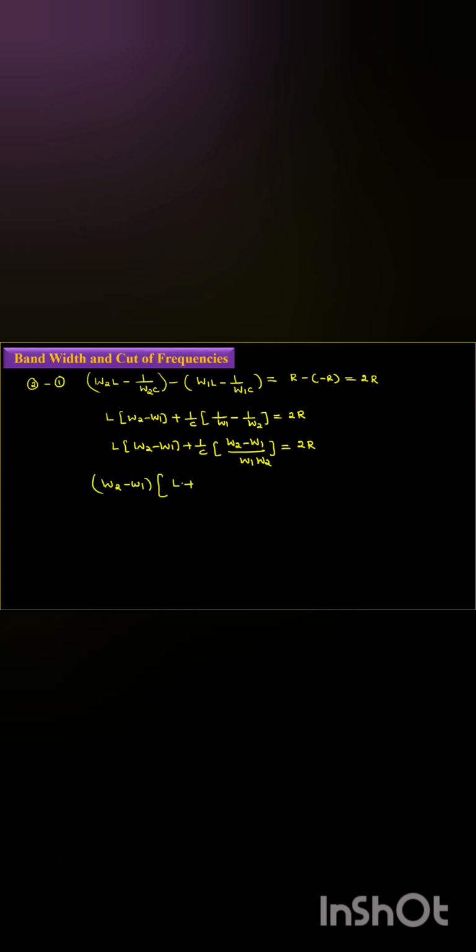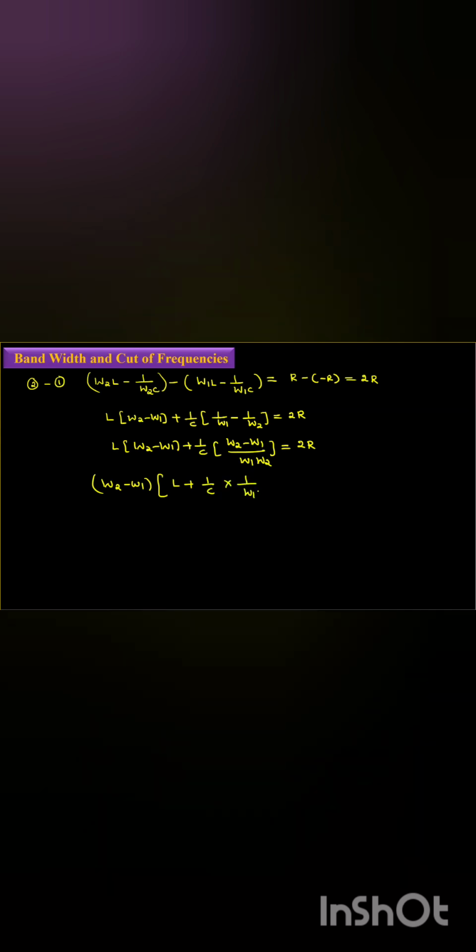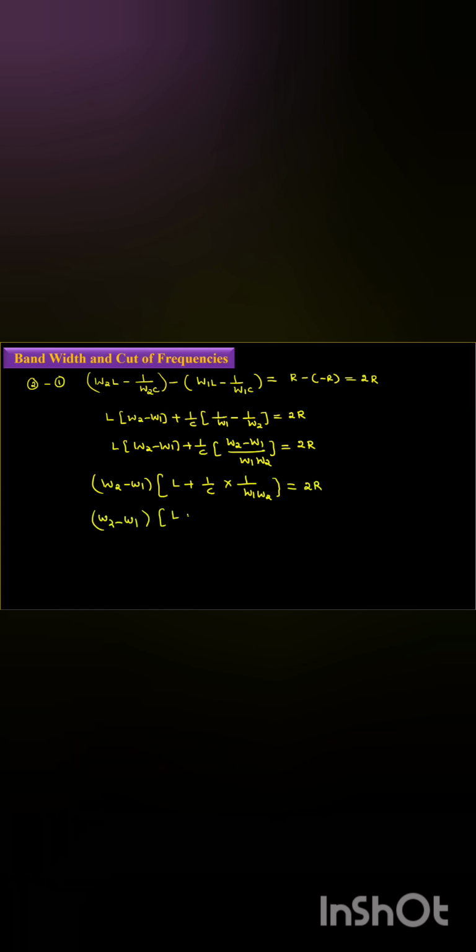Is equal to 2R. Then you simplify this: L into (omega 2 minus omega 1) plus 1 by C into (omega 2 minus omega 1) by (omega 1 into omega 2). This is the derivation. Take omega 2 minus omega 1 as common. If you take omega 2 minus omega 1 common, friends, what do you get? (omega 2 minus omega 1) into (L plus 1 by C into 1 by omega 1 into omega 2) is equal to 2R.